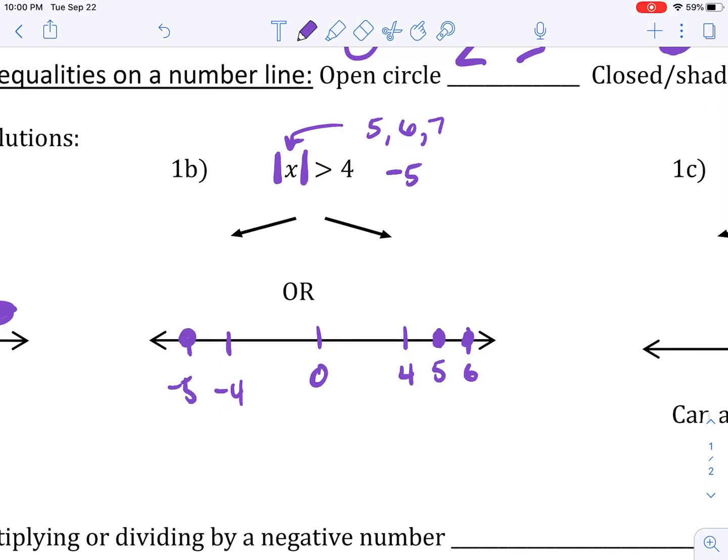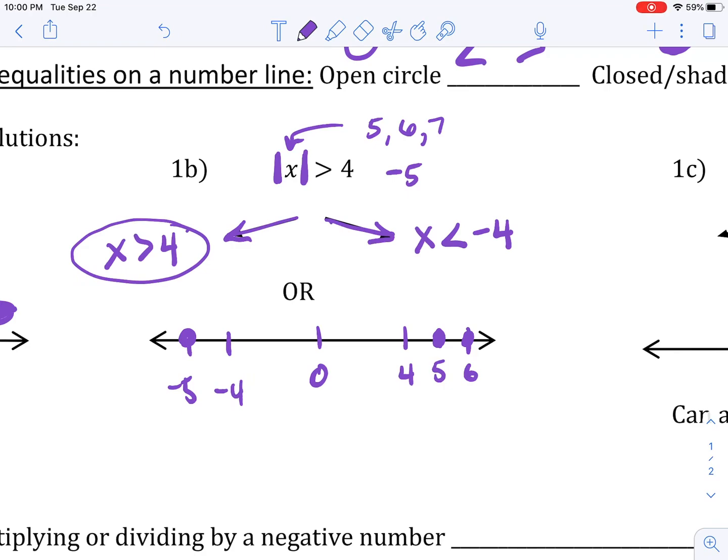So here's what happens. When you have the absolute value, you're going to have two problems. Not one, but two. You're going to split it up into two different problems. First one, you're going to keep exactly how it looks. Just drop the absolute value. X is greater than 4. The other problem you write, you want to switch the direction of the sign, and then make the number negative, or the opposite of what it was. So that is your answer.